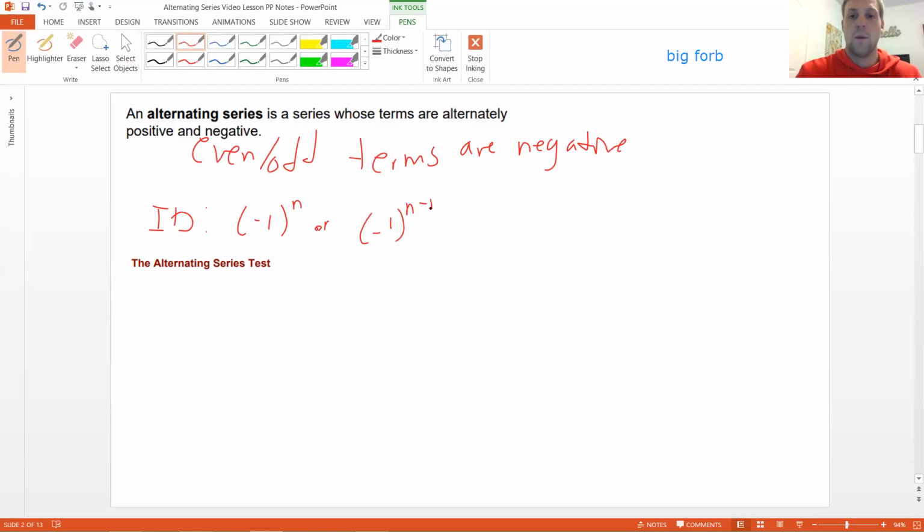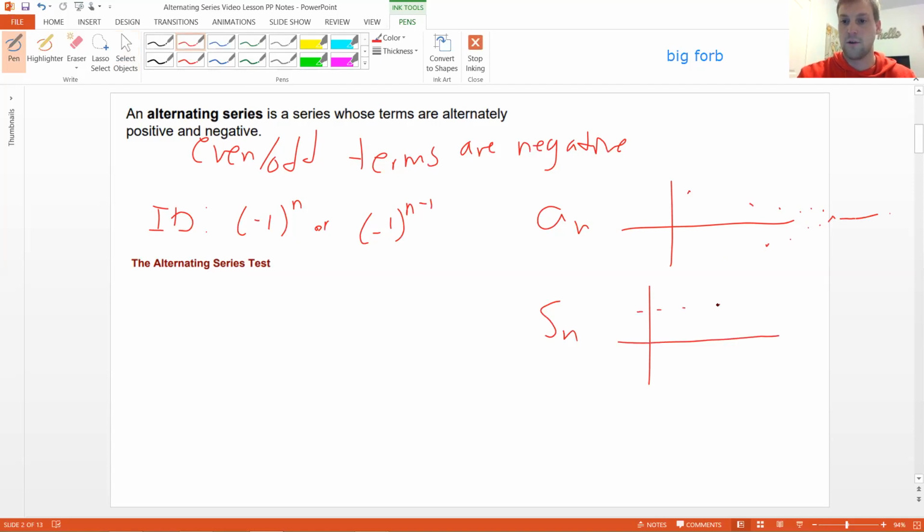But remember that the sequence itself looks like this. It goes positive, negative, positive, negative, positive, negative. And the idea is hopefully that it's going to be converging to 0. And if the sequence is converging to 0, then the sum is going to converge to some value. I don't know what that value is, but it's going to get closer and closer to that value.